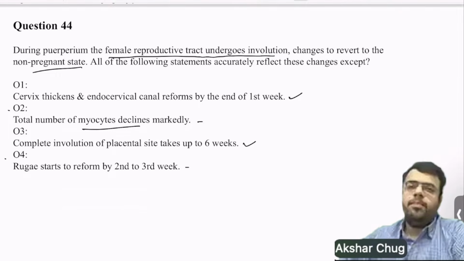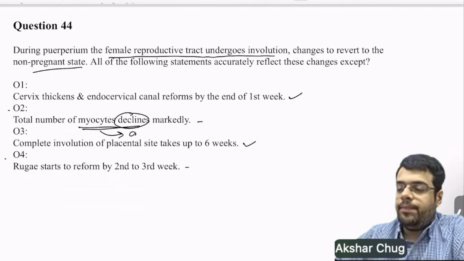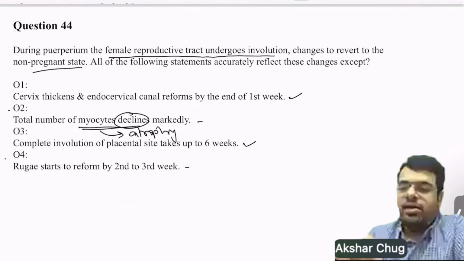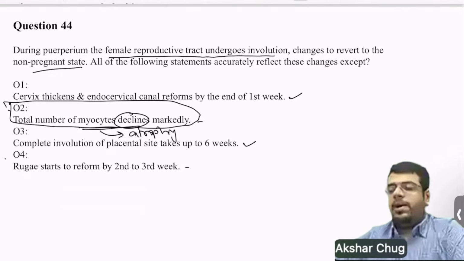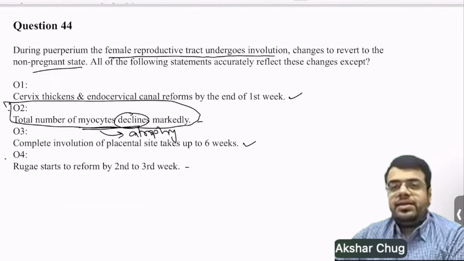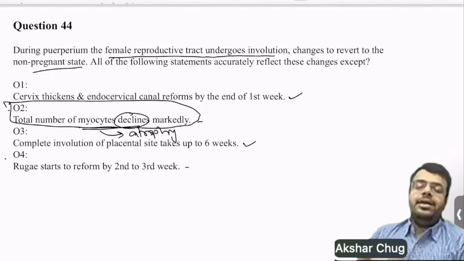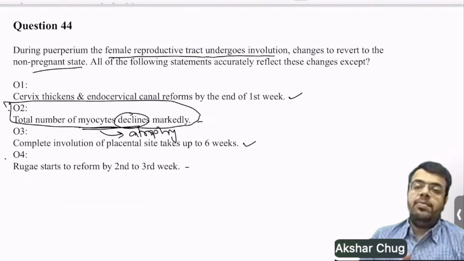Now, from my basic pathology and physiology knowledge, I do know that the myocytes will not decline, but will just get atrophied, which means the number will not reduce, just the size will reduce. So the answer here would be option number 2, the total number of myocytes decline. After pregnancy, the myocytes will not decline, they will undergo atrophy, so there is not a decline in the number per se. But in pregnancy, the myocytes will undergo hypertrophy as well as hyperplasia, so there will be an increase in the number of myocytes as well as an increase in their size.